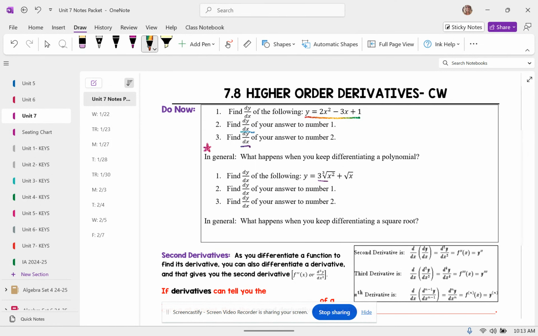Do the same thing with this second function here, okay? Then try to make a generalization. So pause the video, find all these derivatives by hand, and then we're going to meet back here in a second.